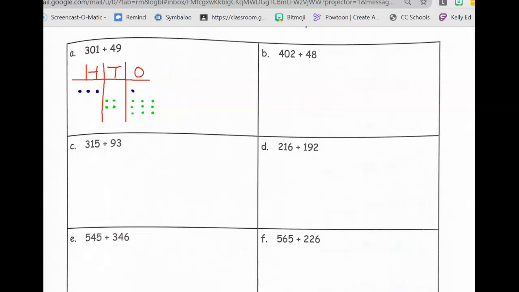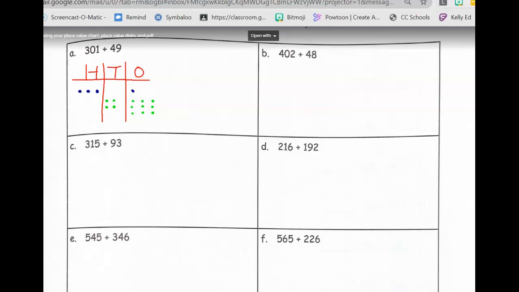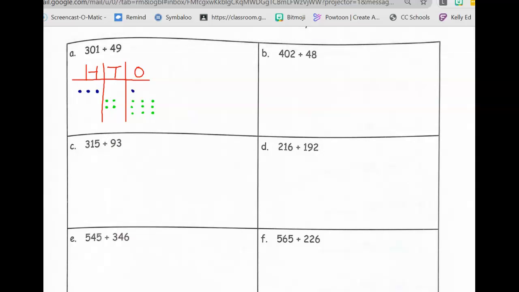All right, so we have 301 and we have 49. So what we need to do is we need to add these together. Now you have already learned that 10 ones means 1 ten. So if I have 10 ones in this spot right here in this area, then I can actually bundle that up and send it to the tens place as 1 ten.